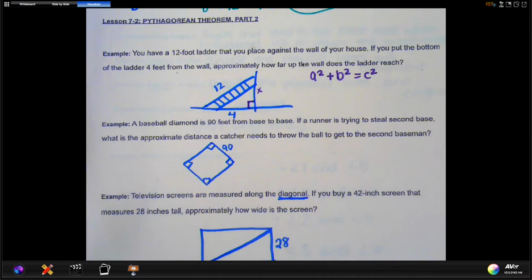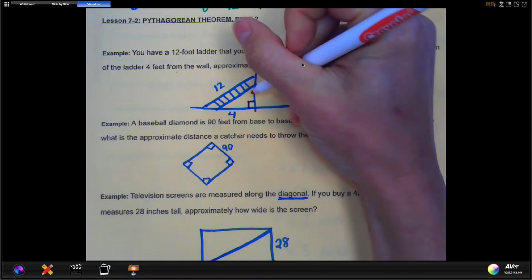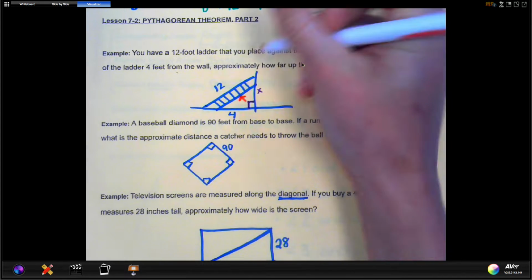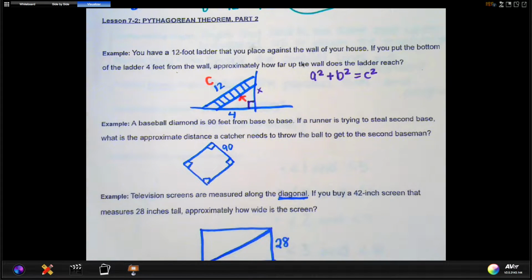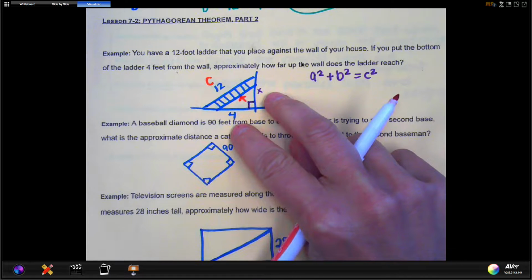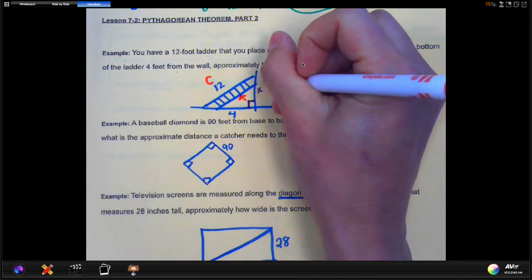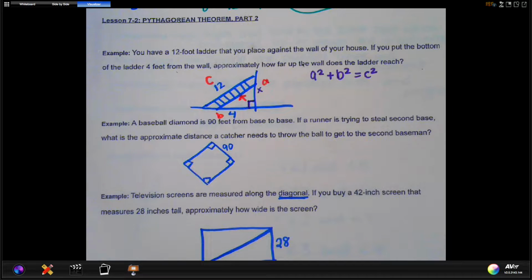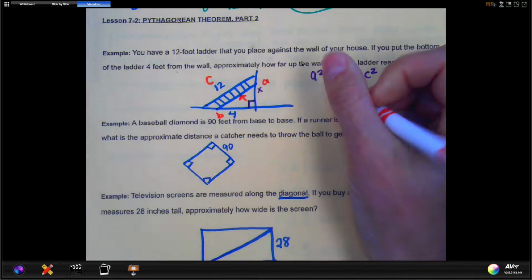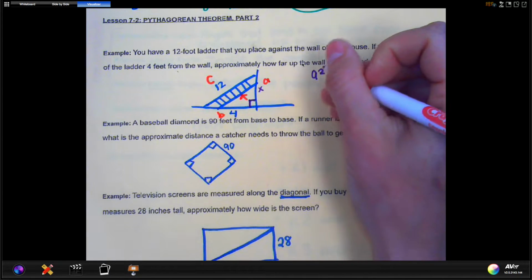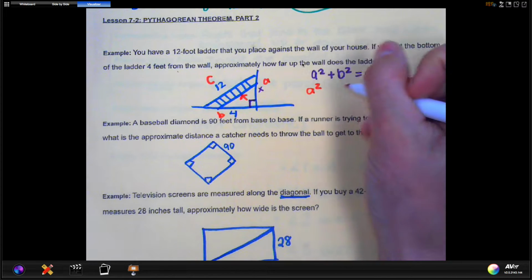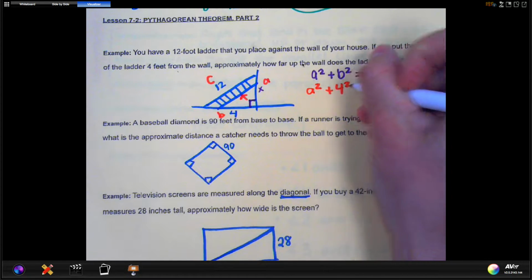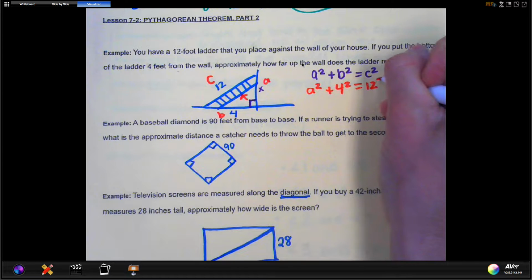We have to label all the way around our triangle. In this case, the longest side, across from the 90-degree angle, is 12. So we know that one is C. Then we look at these other 2 sides, and those are A and B. You can do A here and B here, or you can switch it around. So what we're going to do is plug them in. A squared will stay A squared. B squared we're going to make 4 squared, and C squared we will make 12 squared.